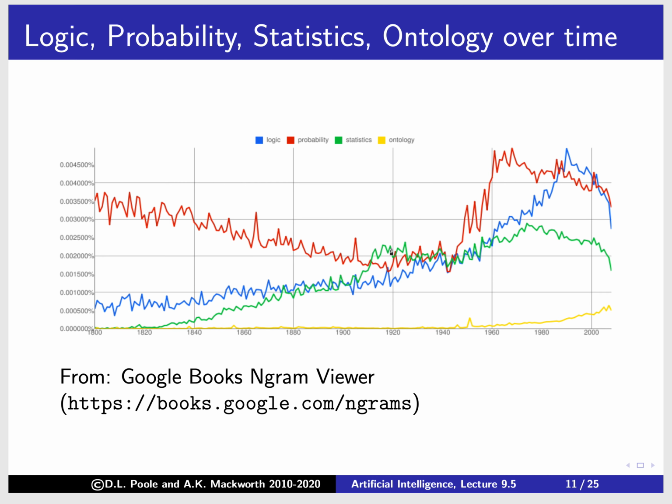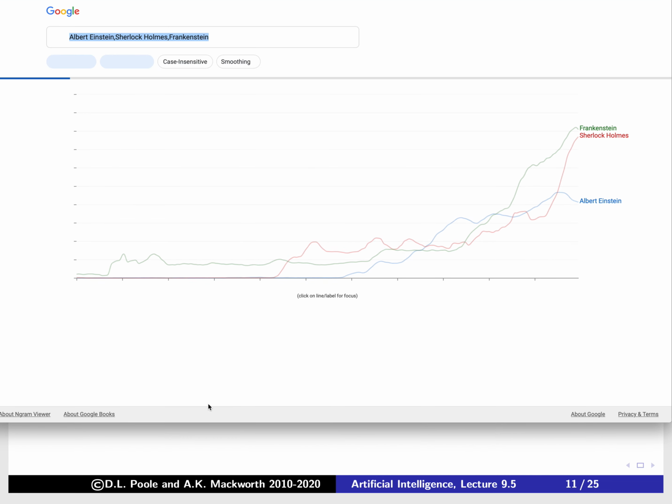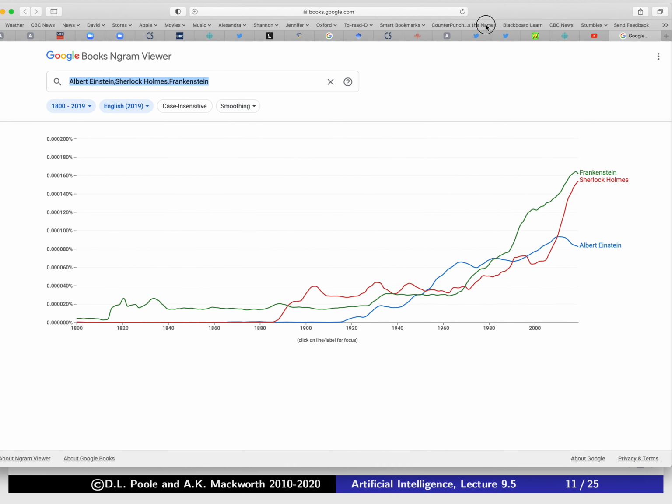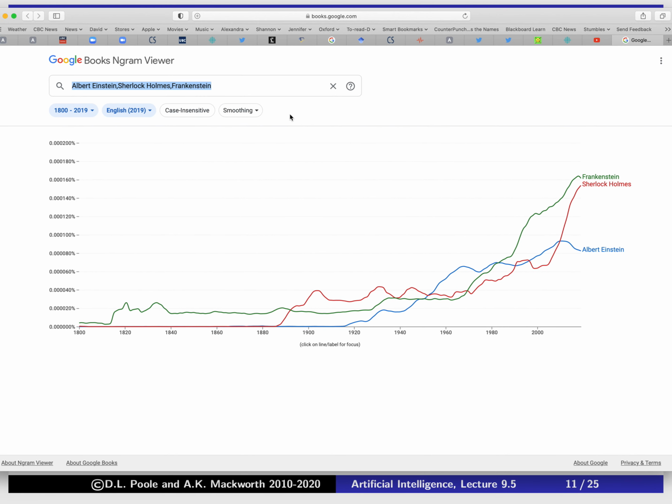And in the 1920s, statistics was more commonly used in English language and literature. So here's the link to this. If we go to this link, we get a web page at books.google.com, and here's the plot of Albert Einstein, Sherlock Holmes, and Frankenstein. We can plot all sorts of things, arbitrary words.